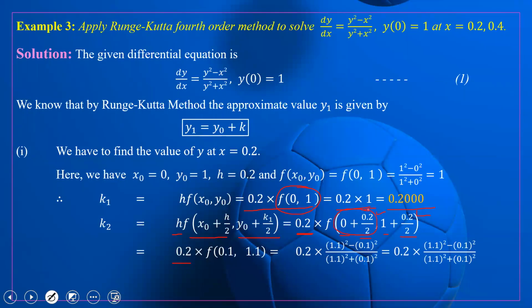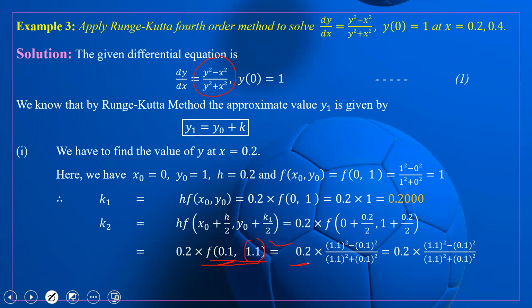It is 0.1, and the second one is 1 plus 0.1, so 1.1. So this is f of 0.1 and 1.1. Here this is our y and this is x. So if we apply this formula, this is f of x y. So f of x y is equal to 0.1, 1.1. The value of x is 0.1 and the value of y is 1.1.